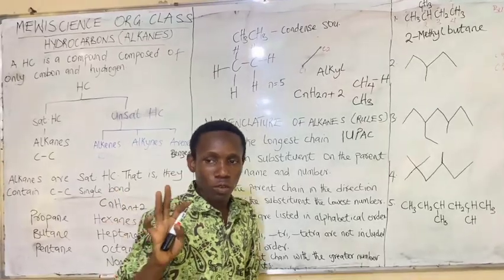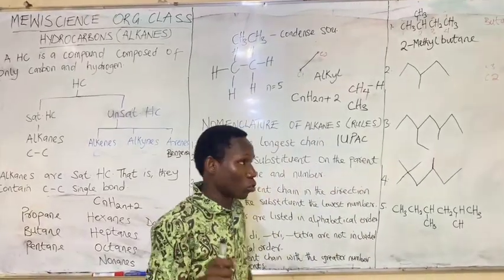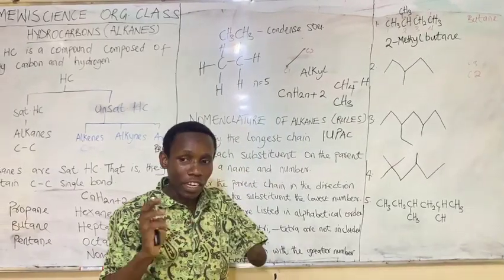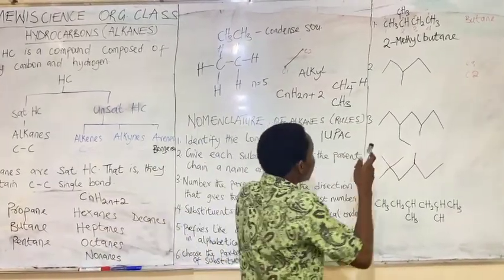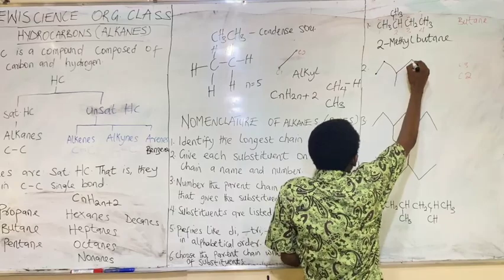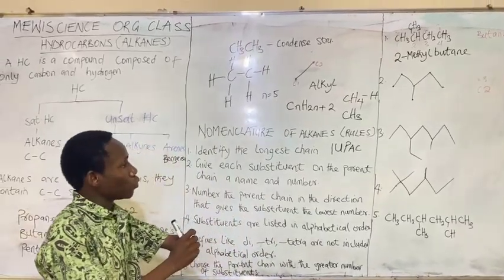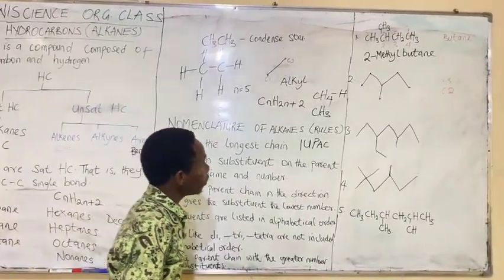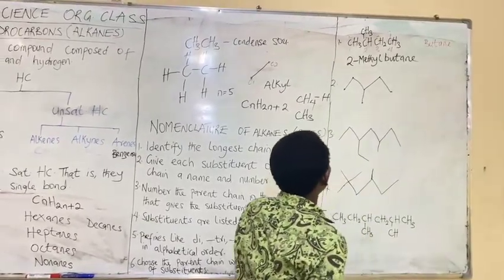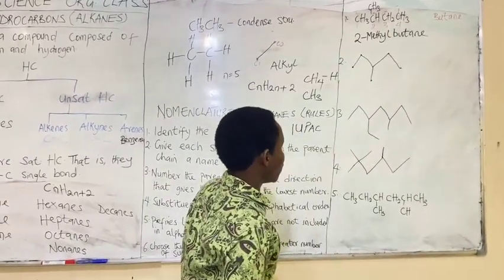Please don't be confused. Like we talked about the skeletal or line angle structure, this is a typical example. Remember what I told you: each of the points here represents a carbon. So this is carbon 1, carbon 2, carbon 3, carbon 4, carbon 5, and this is also another carbon. Let us convert this line angle structure to our condensed structure and see how it will look.